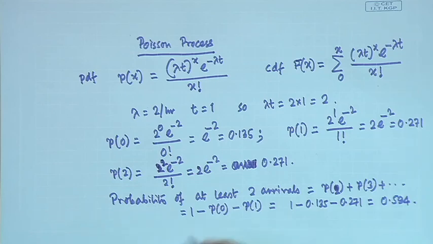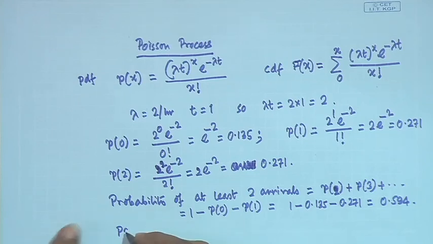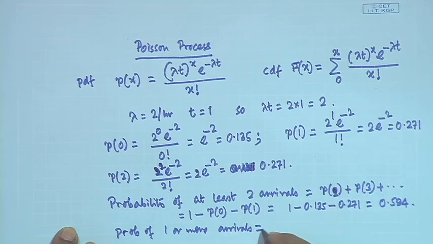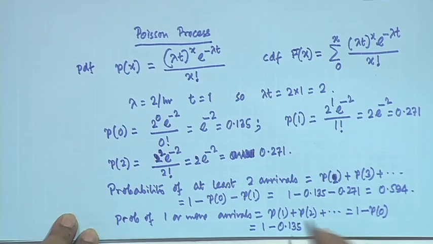Similarly, you can do all these calculations, for example the probability of at least 1 arrival, that is 1 arrival or more. Let us make it the last one: the probability of 1 or more arrivals is P(1) plus P(2) plus and so on, equal to 1 minus P(0), equal to 1 minus 0.135, equal to 0.865.